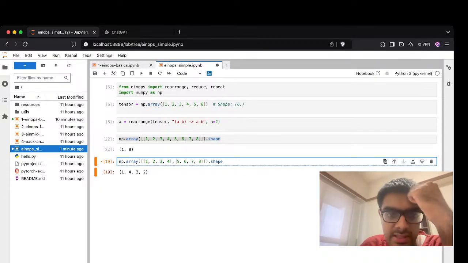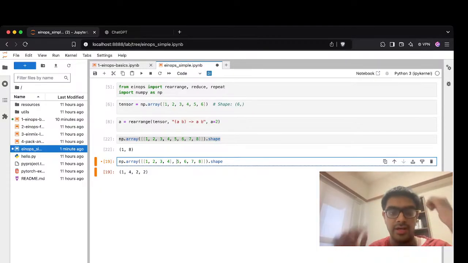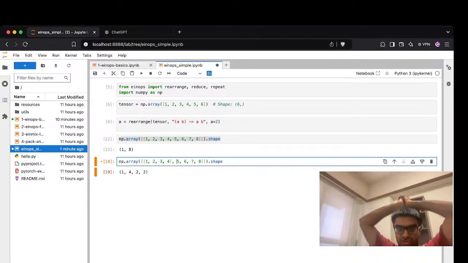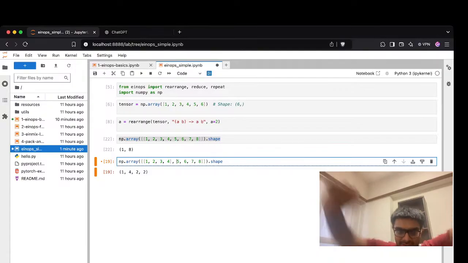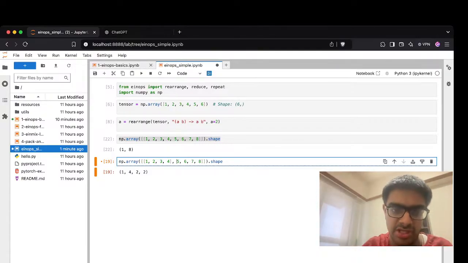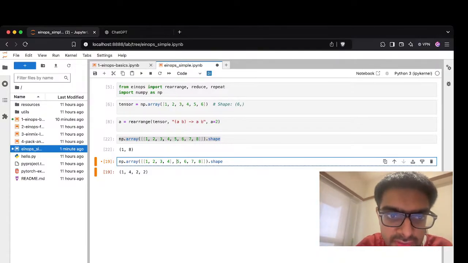A little bit harder. This is our thing 1, 12. Okay, decompose a 12 into 3, 2, 2. Wow, this looks a little harder. Okay, so we have this shape of 1, 12.